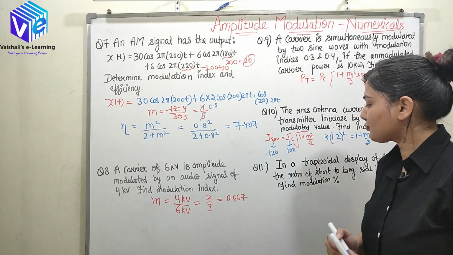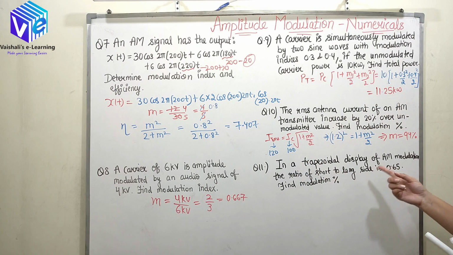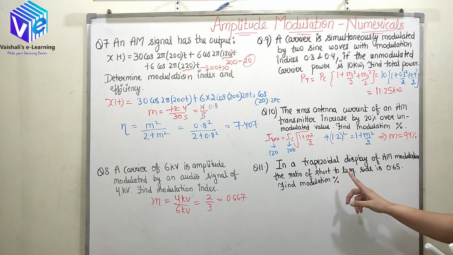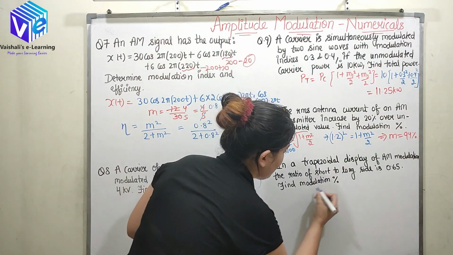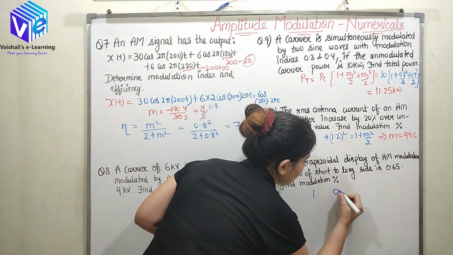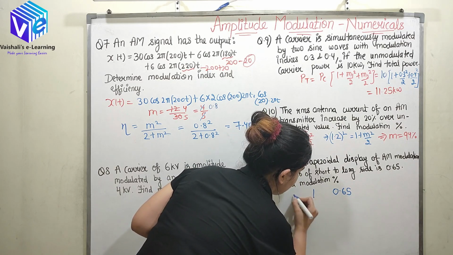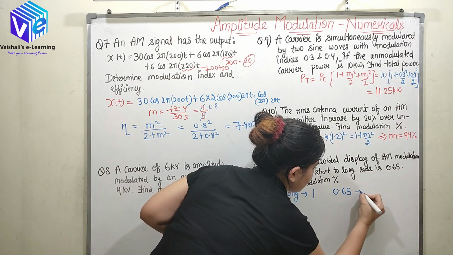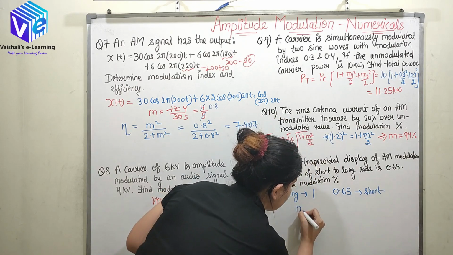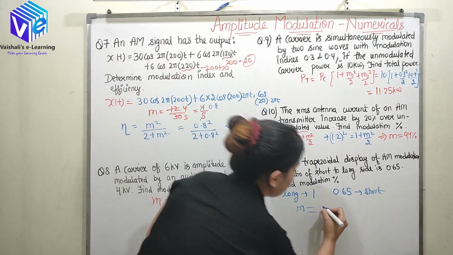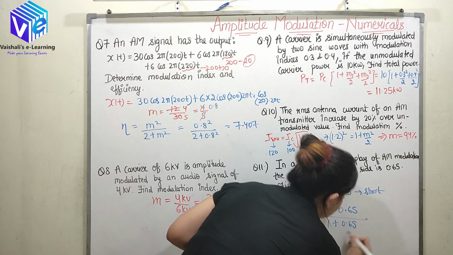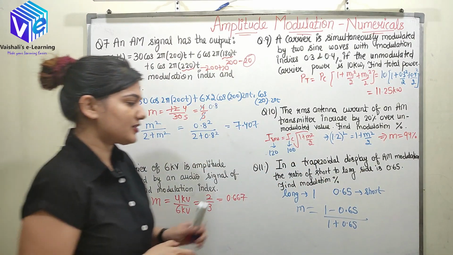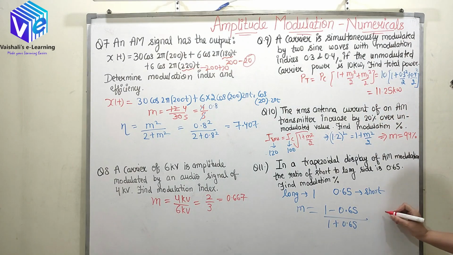Now coming to the next question. It states: in a trapezoidal display of AM modulation, the ratio of the short to the long side is 0.65. Find the modulation percentage. So if the long side is 1, the short side is 0.65. This is the long side and this is the short side. Now the modulation index has the simple formula: long minus short upon long plus short, which is (1 minus 0.65) upon (1 plus 0.65). In percentage it will be equal to 21%.